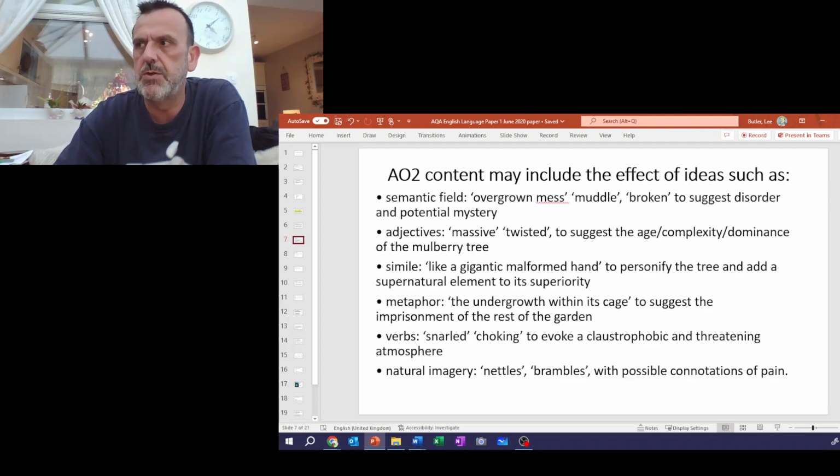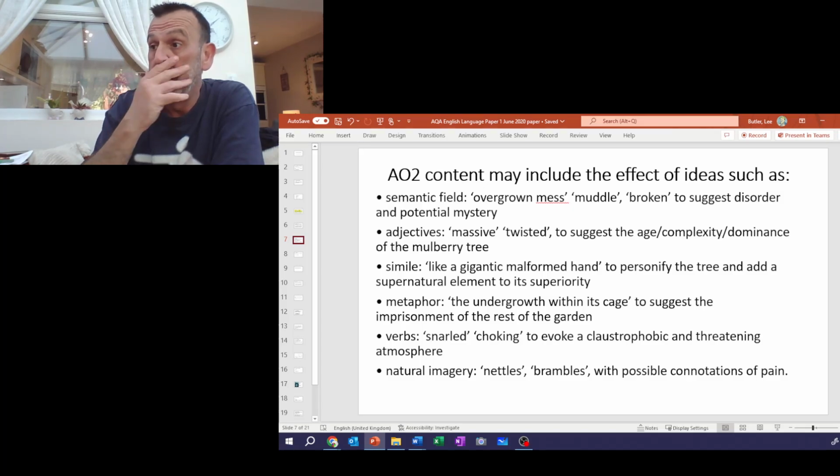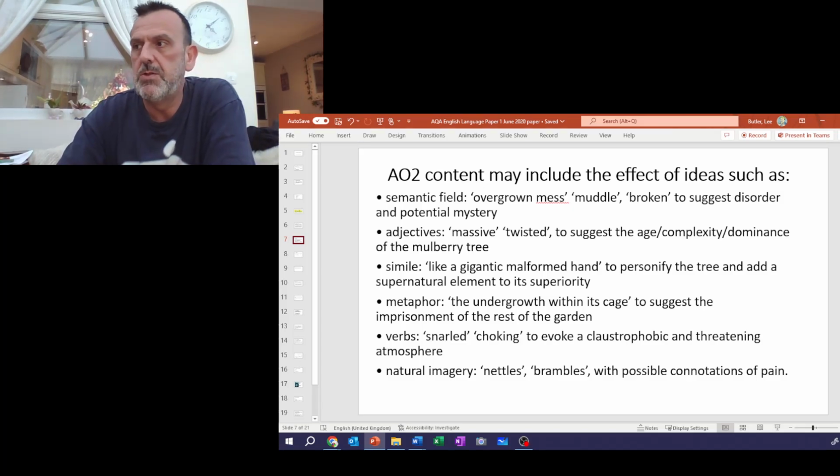Obviously the adjectives are used there to show how the mulberry tree dominates, and the simile is used to make the tree seem more than a tree. So as long as you are explaining in these end bits with any of these features, you can get a good mark. Right.